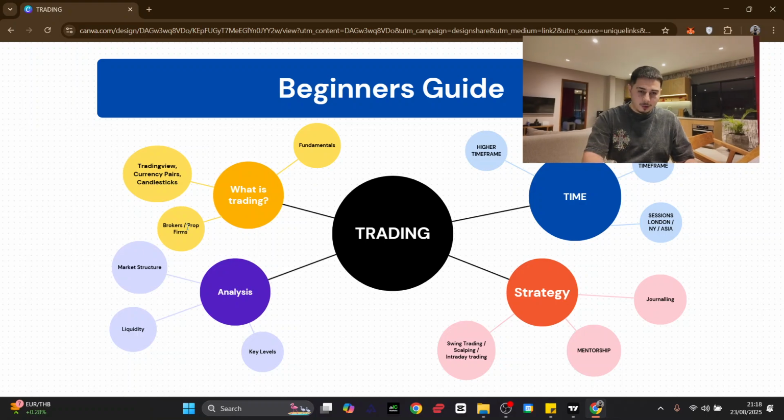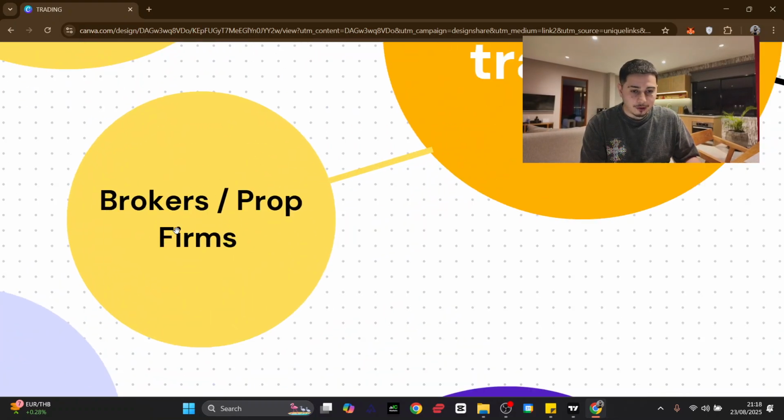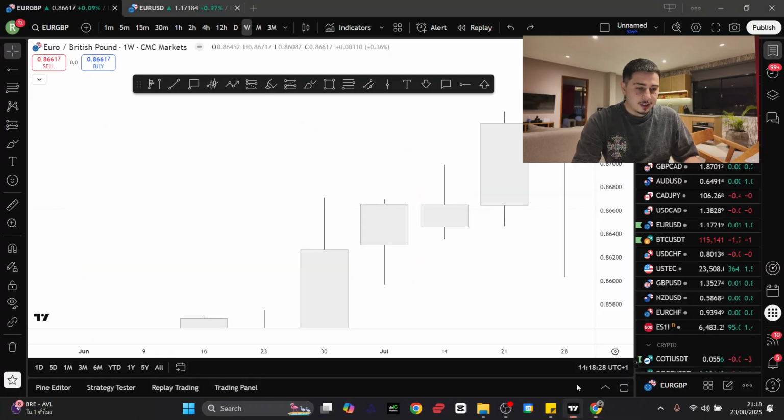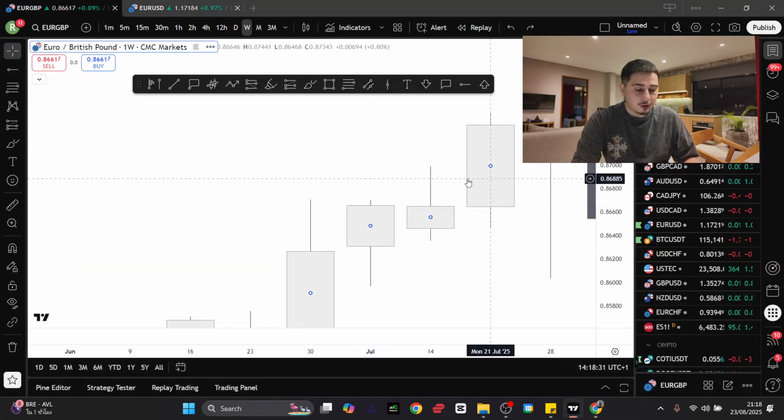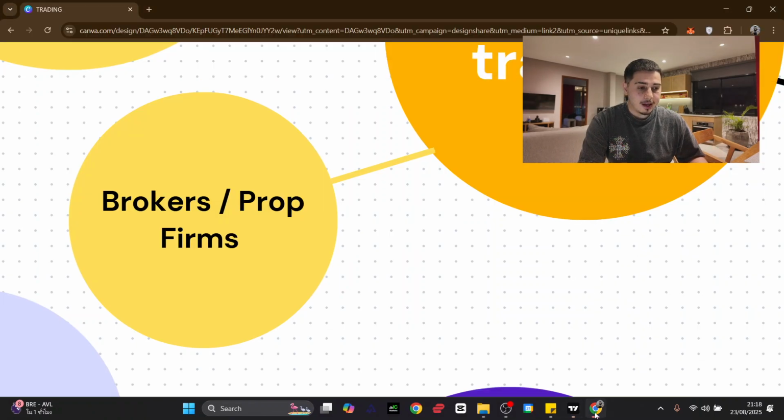So the next thing you want to learn is brokers and prop firms. Obviously this is marking out on a chart. That's all well and good, marking out on a chart, but how do you actually make money in trading? The way to make money in trading is by using firms.